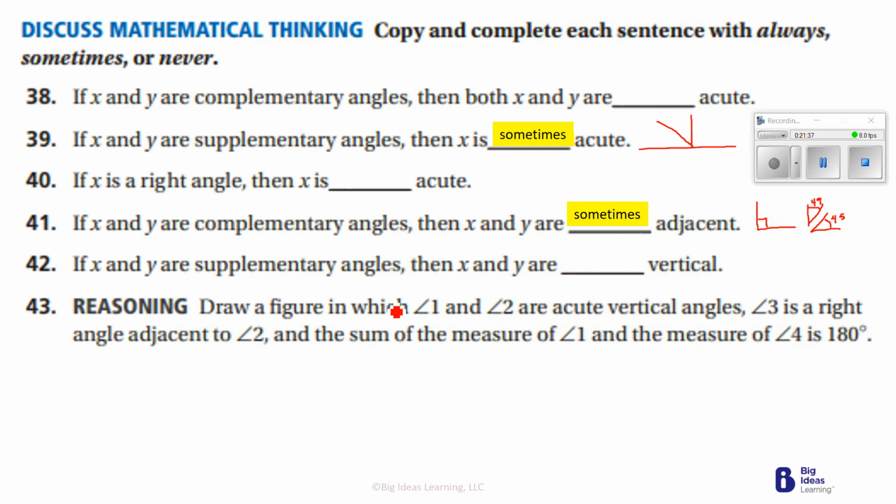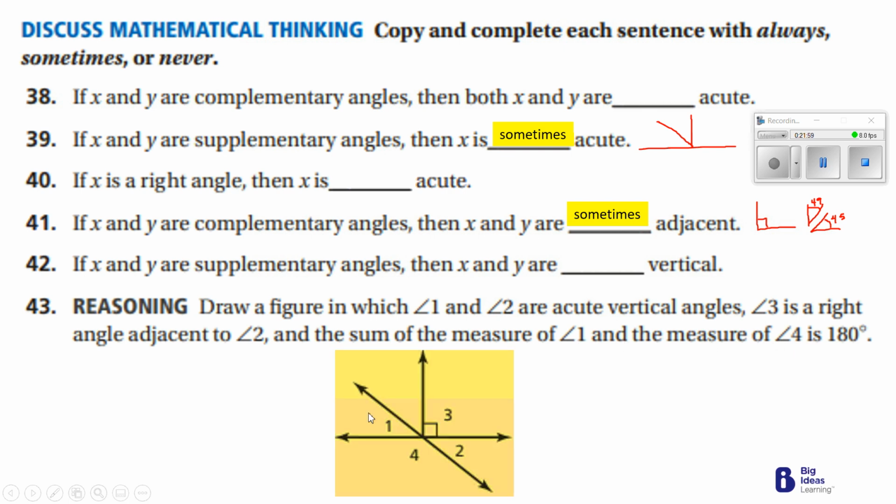Draw a figure in which angle 1 and angle 2 are acute vertical angles, excuse me. Angle 3 is a right angle adjacent to angle 2, and the sum of the measure of angle 1 and the measure of angle 4 is 180. Well, here you go. Angle 1 and 2 are both acute angles. Obviously, they are not bigger than 90. I know that because right here, this is 90 degrees, right?